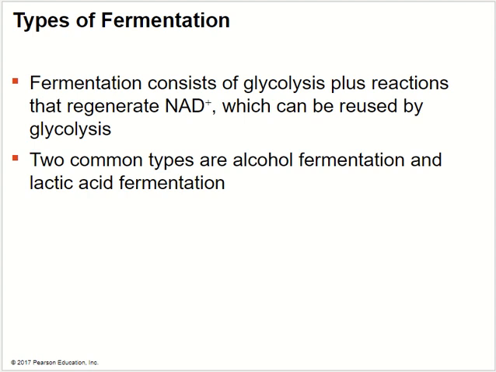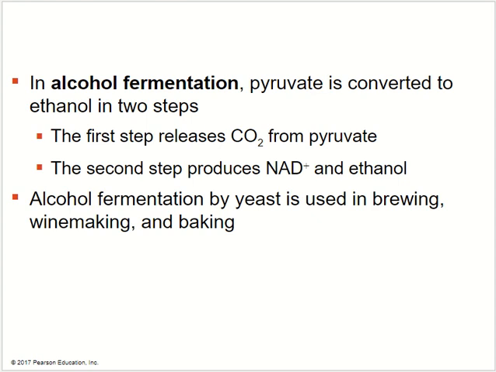Fermentation consists of glycolysis plus reactions that generate NAD+, which can be reused by glycolysis. 2 common types are alcohol fermentation and lactic acid fermentation. In alcohol fermentation, pyruvate is converted to ethanol in 2 steps. The first step releases carbon dioxide from pyruvate. The second step produces NAD+ and ethanol. Alcohol fermentation by yeast is used in brewing, winemaking, and baking.